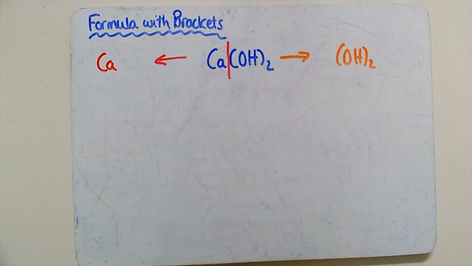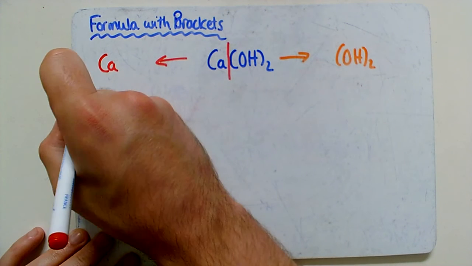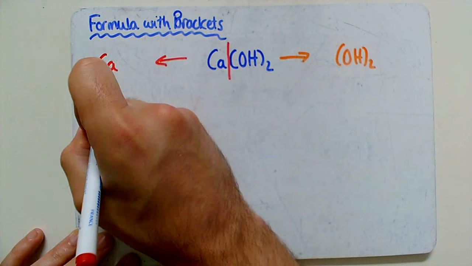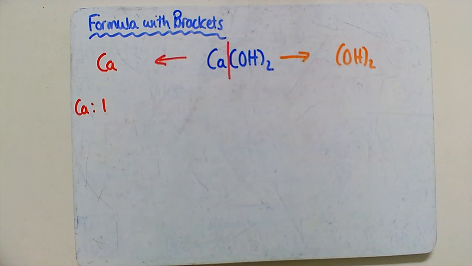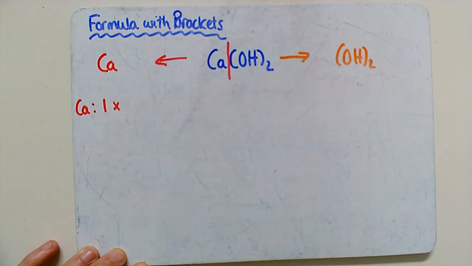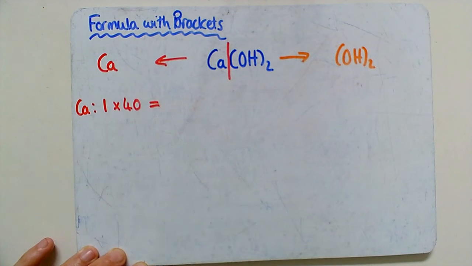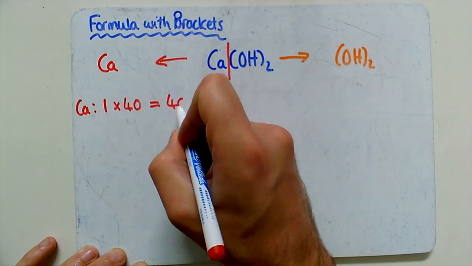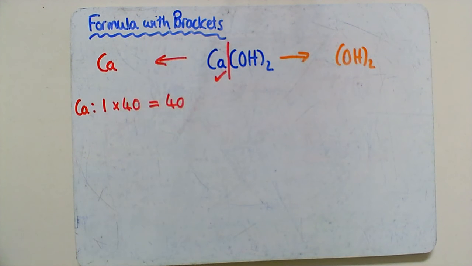So, we know what we do with normal formulae. We look at it, it's the calcium. There's no number, so there's 1. So when it comes to calcium, we have got 1 atom. Then what we do is we look up the data booklet, and we find that calcium as an atom has a mass of 40. So that gives us 40. So that's this side done.